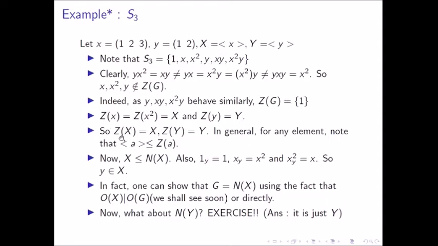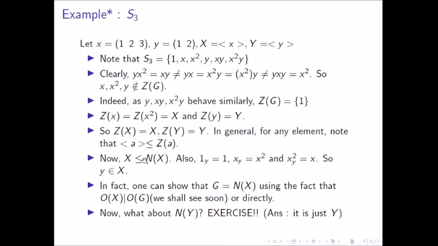So by the intersection law, zx is equal to the intersection of the whole group, which is the centralizer for identity, with x, which is the centralizer for x and x square. So zx is equal to x, and zy is equal to y, as it is the intersection of G with y. In general, for any element, note that the subgroup generated by that element is a subgroup of the centralizer. This is quite simple to show.